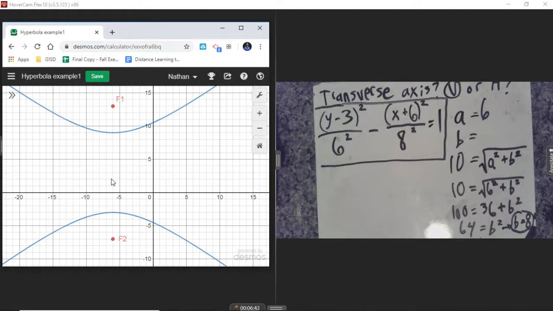All right, just looking back on a few important things. The main thing, guys, is once you find that center, you've got to remember that your A value is always going to be to the vertex, and it's going to be along that transverse axis. That's super important. So your A value is always going to connect the vertices. Just moving forward, that's a super important aspect about hyperbolas.